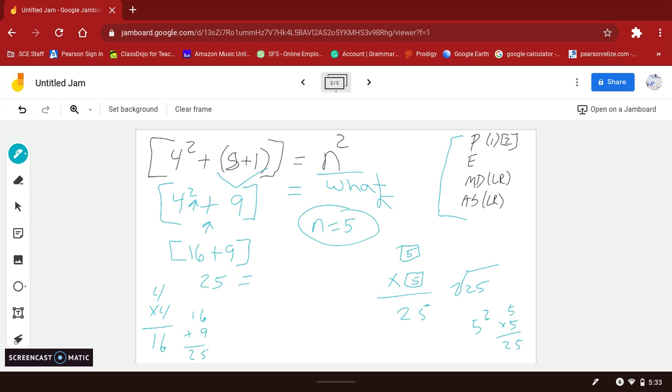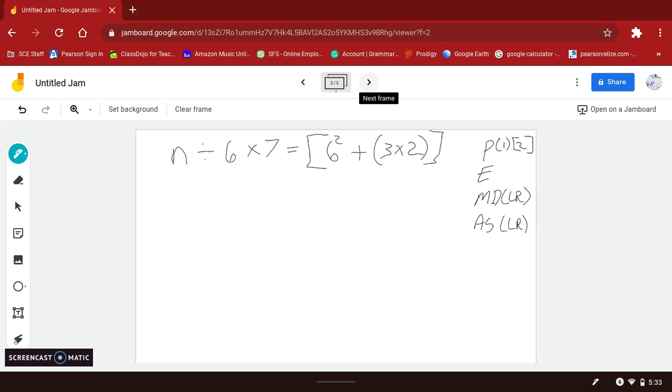So let's move on to our last problem today. This one's kind of tough. Again, I'm looking at the right side this time because it doesn't have the variable in it. So I'm going to solve it first. And looking at it, I have a pair of parentheses. I have to do it first per PEMDAS. So 3 times 2 is 6 plus 6 squared in brackets.